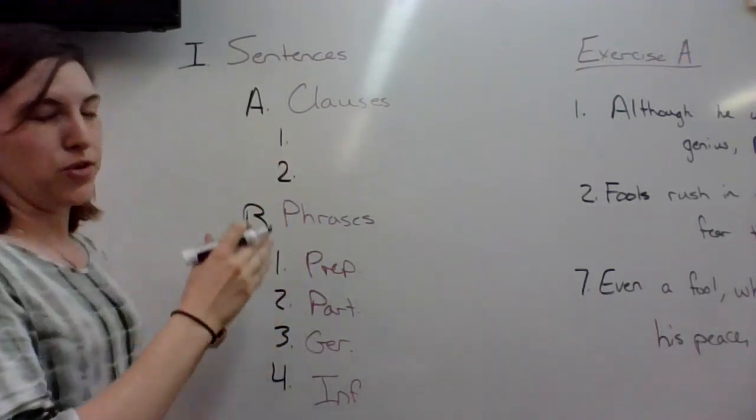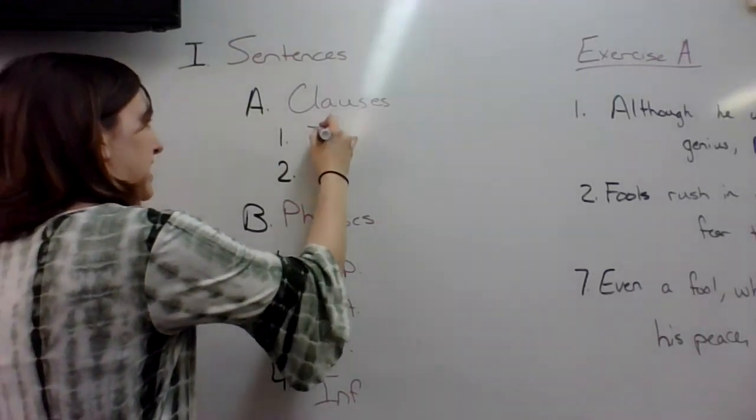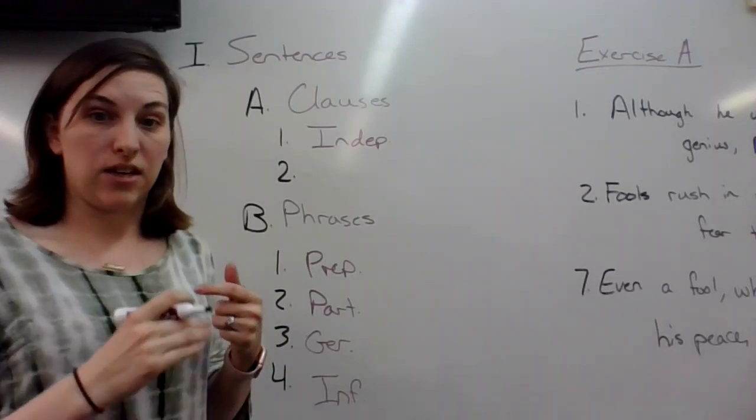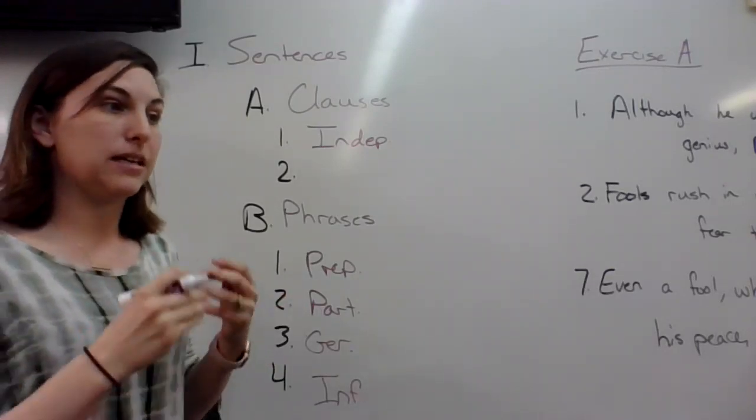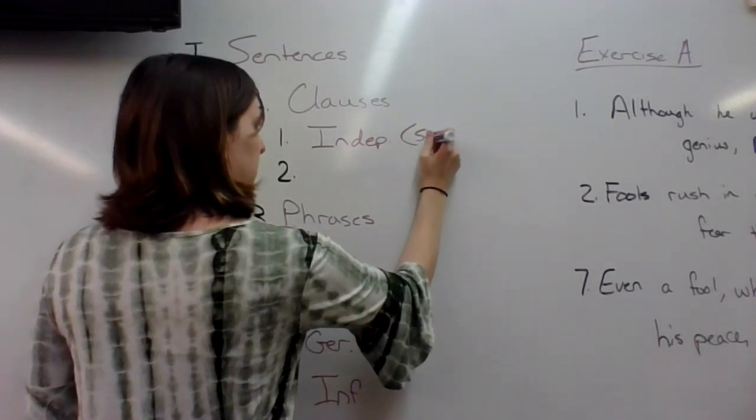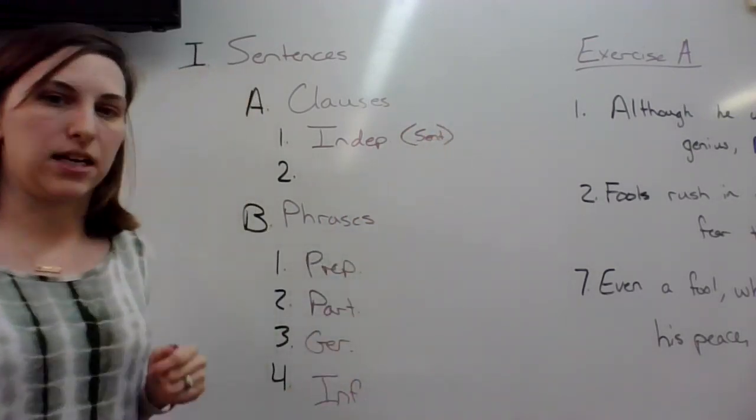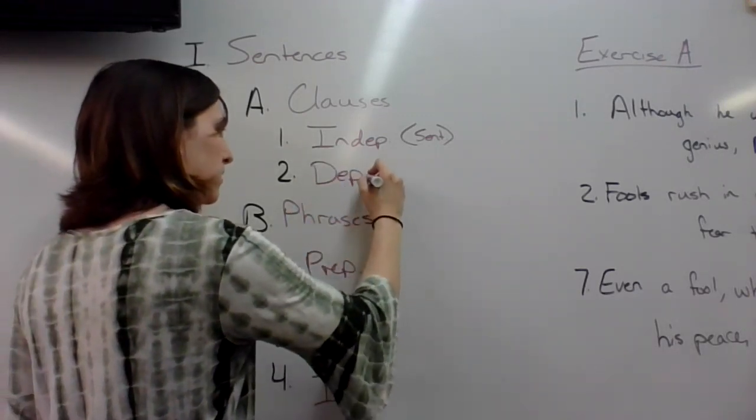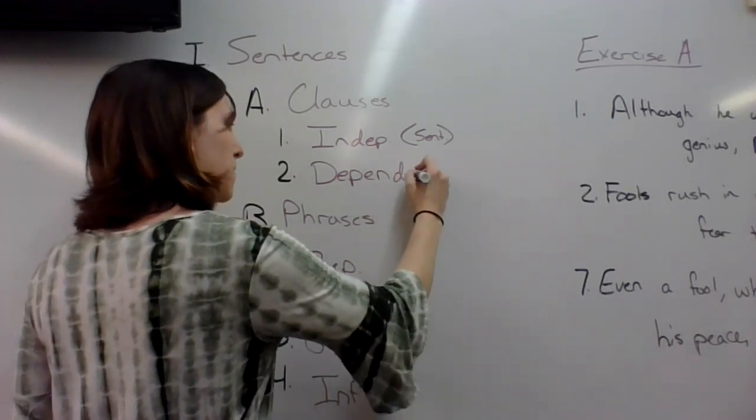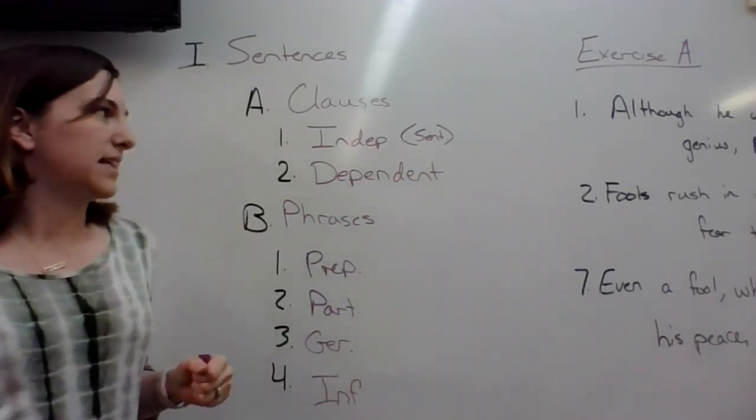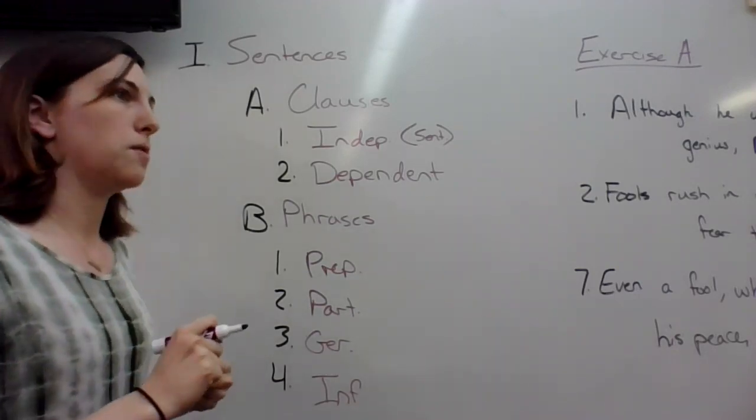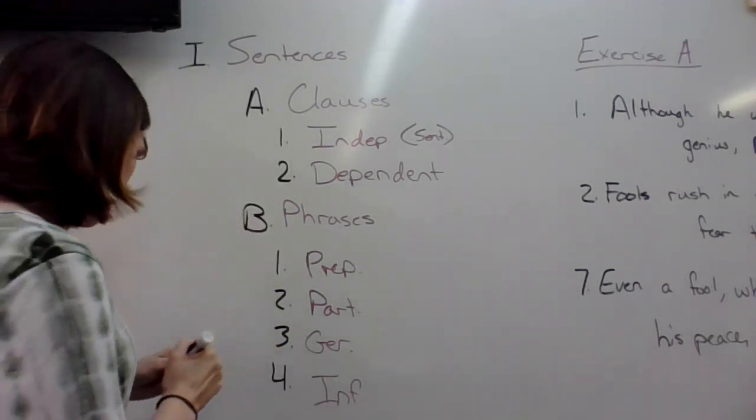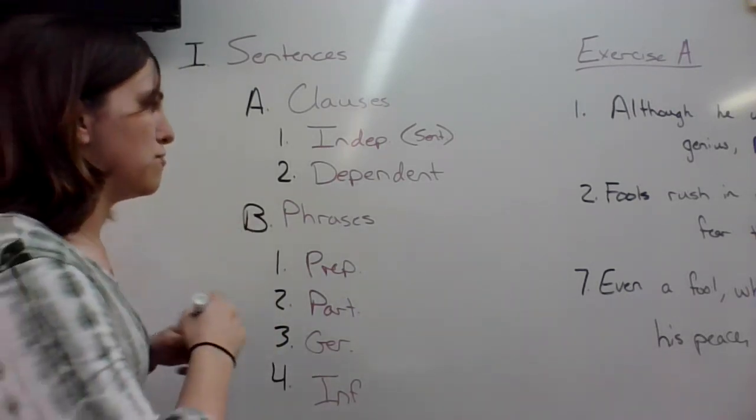Clauses. There's two basic types of clauses. There is an independent clause, which of course is also called a sentence. Okay? Independent clauses are the same thing as a sentence. They have a subject, a verb, and a complete thought. The other type of clause is a dependent clause. Okay? And that will have a subject and it will have a verb, but it's usually not a complete thought, okay? And dependent clauses are introduced by two things.